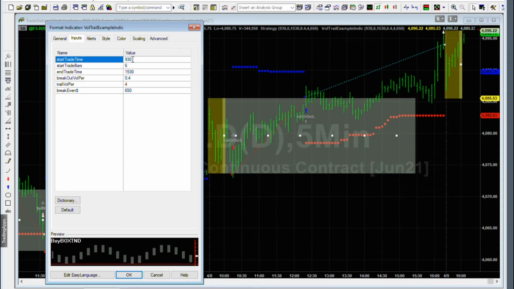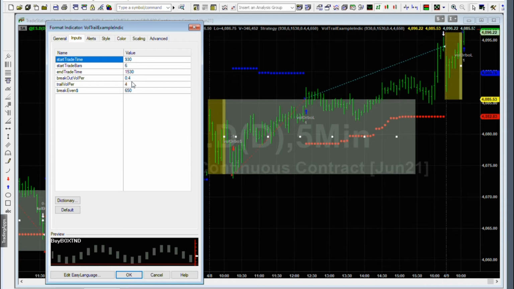First, we start at 9:30, because I want the breakout to be the first 6 bars plus a buffer. I don't want to take any trades after 15:30, hence you see where the rectangle stops at 15:30. The breakout vol percentage is 0.4. I'm measuring the average range of the first 6 bars. That gives me my volatility amount. So the breakout is 40% above the high and below the low. And I'm using 4 times that volatility amount as a trailing stop mechanism.